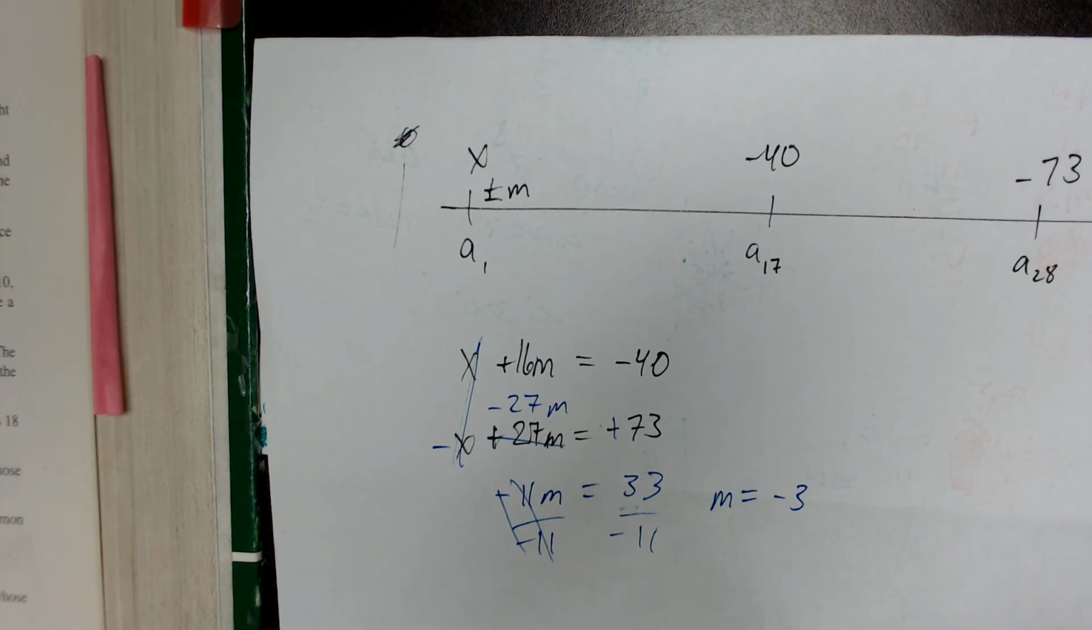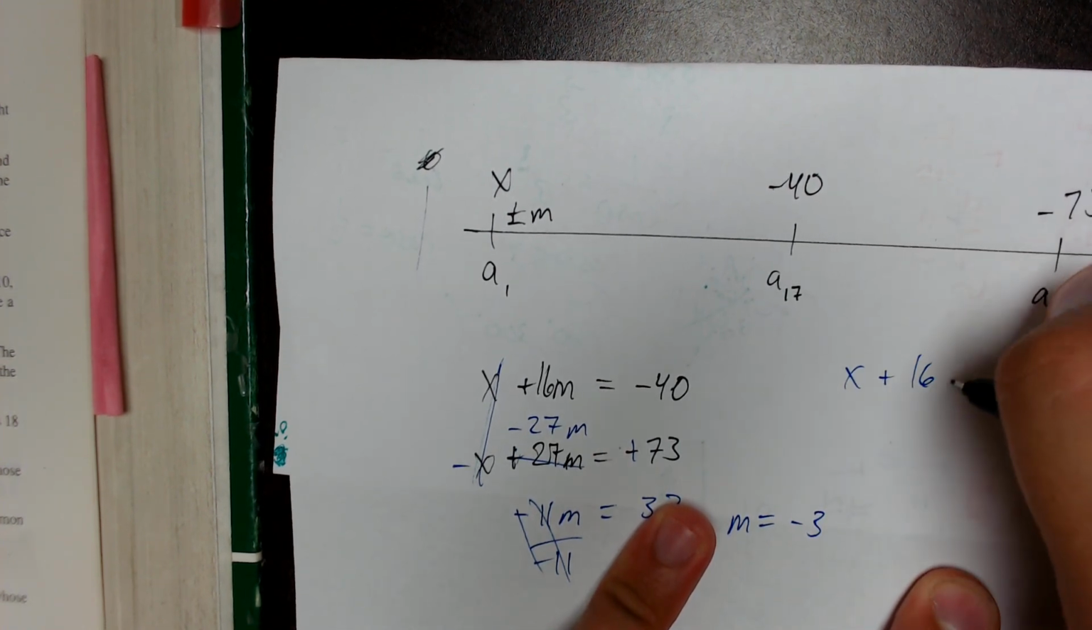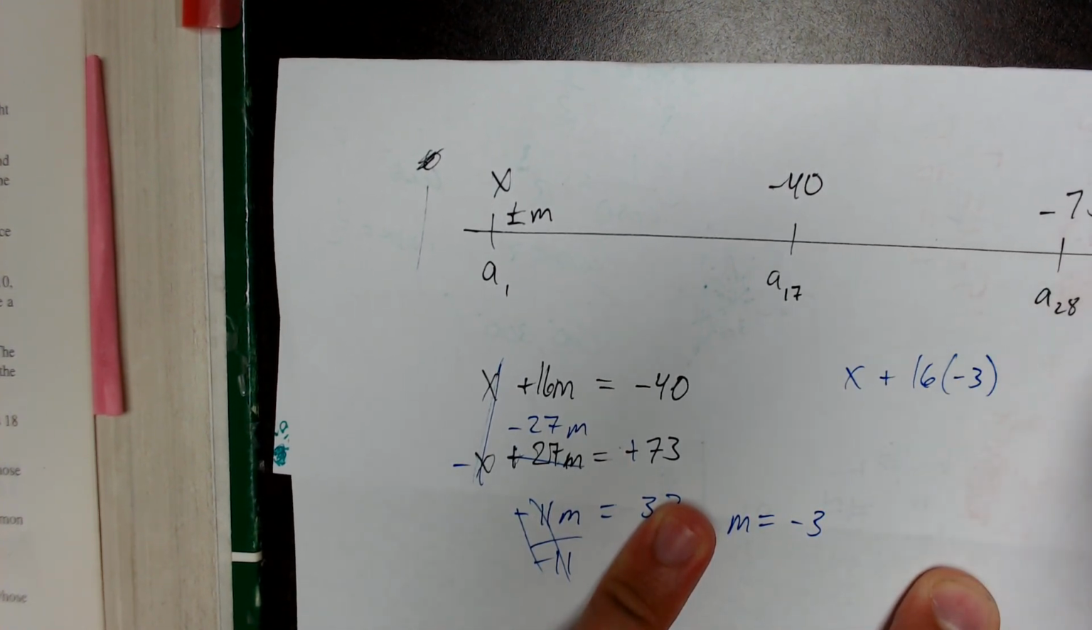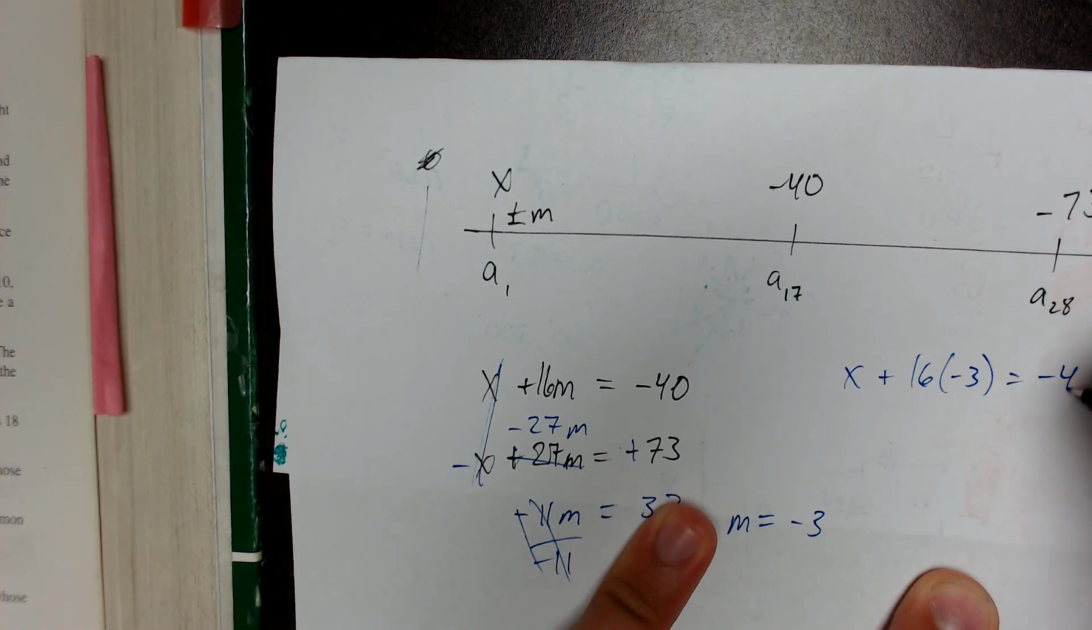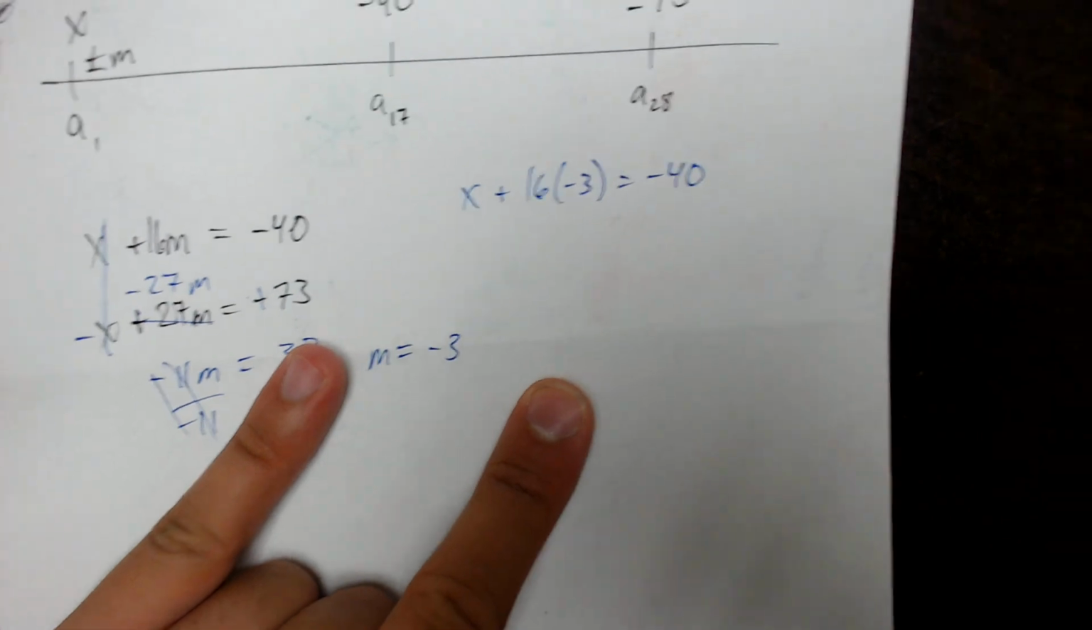So I'll plug this back into one of these. Let's take x plus 16 times the newfound mean of negative 3, and that's going to equal negative 40. All we have to do now is solve that.